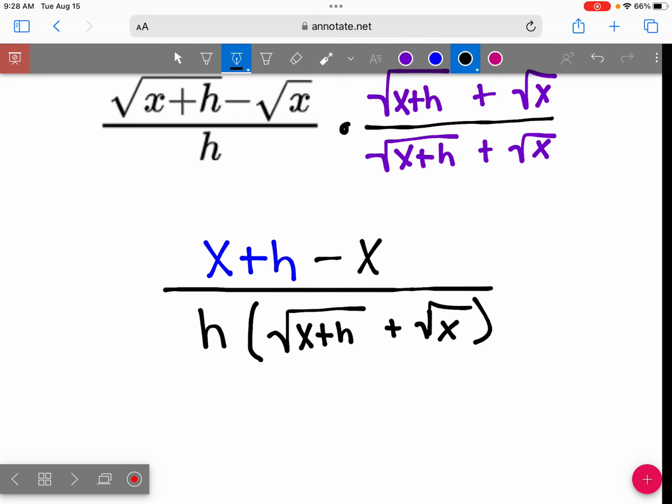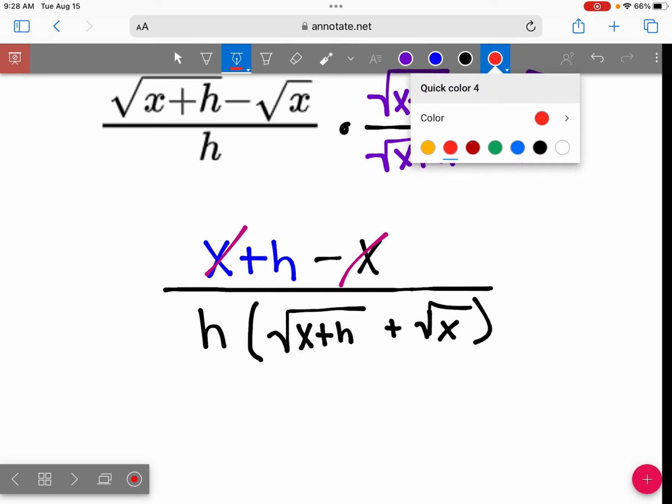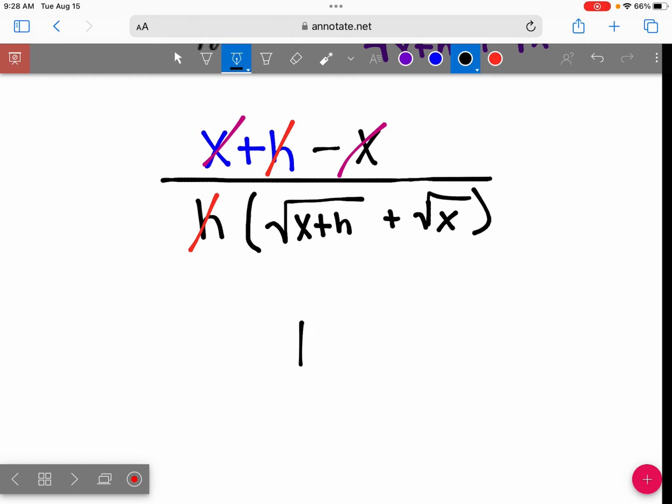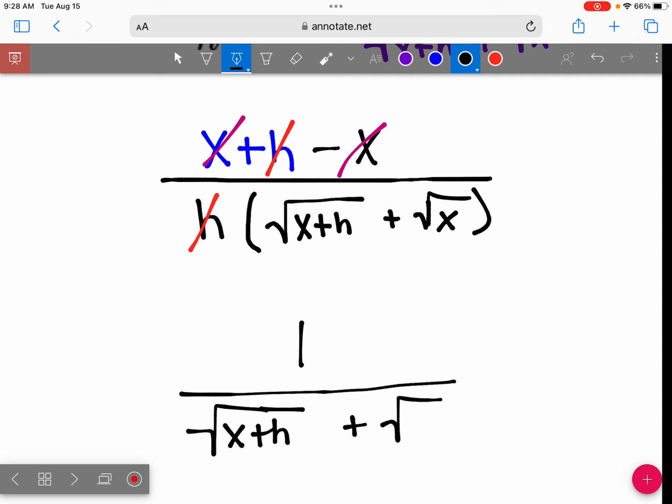What can I do with my numerator? Cancel out what? The x's. I've got x minus x. Bye-bye, friends. What else can I do? The h's. I have h on the top times h on the bottom. Boop, boop. So it leaves me with a numerator of 1 over hot mess of square root of x plus h plus square root of x.